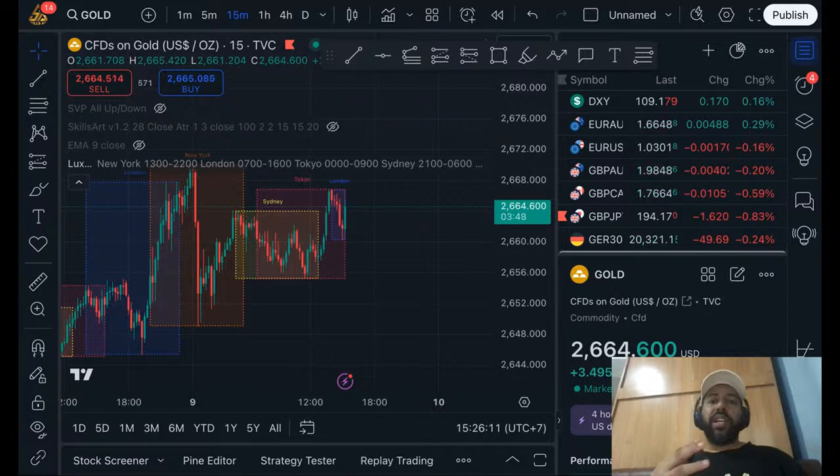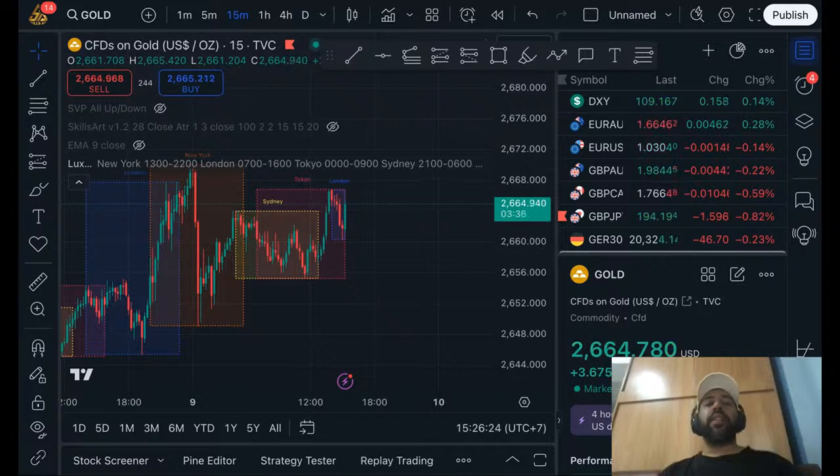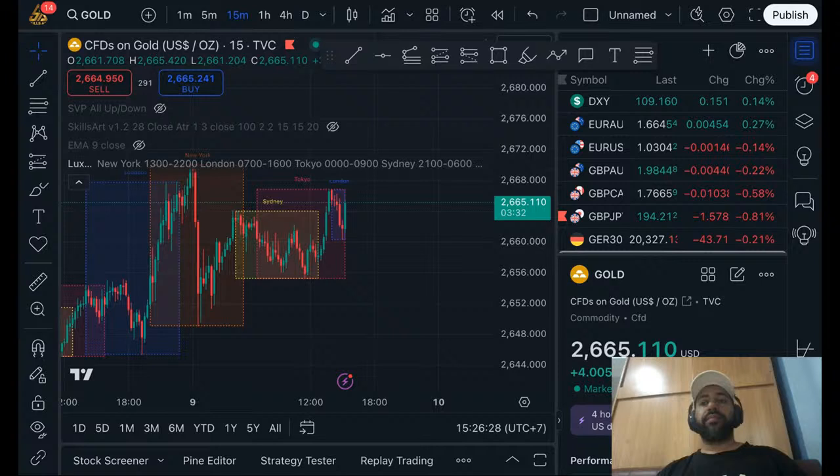So I usually at 20 pips I break even. At 40 pips I close half and I let the remaining run to full TP. But this is my preference. It's up to you how you want to manage your profit.